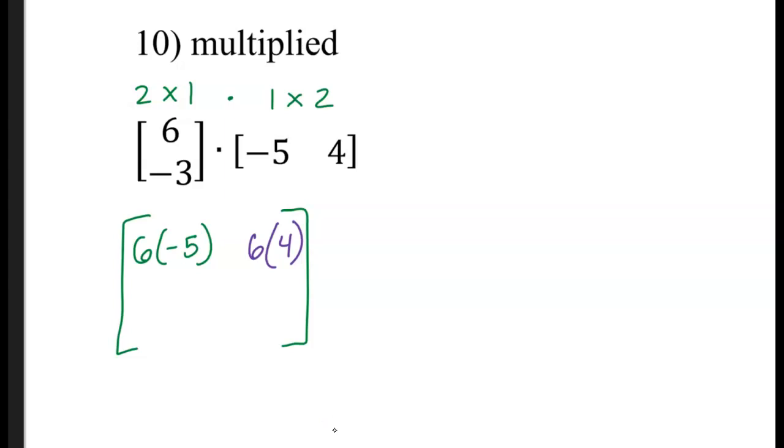Okay, so then I'm going to look at my second row. And I'm going to do the exact same thing. I'm going to multiply my second row's value times my first column. So -3, oh, I should do a different color. -3 times -5. And that is my second row first column value. And then I take my second row and multiply it by my second column. And that's how I get my second row second column value.